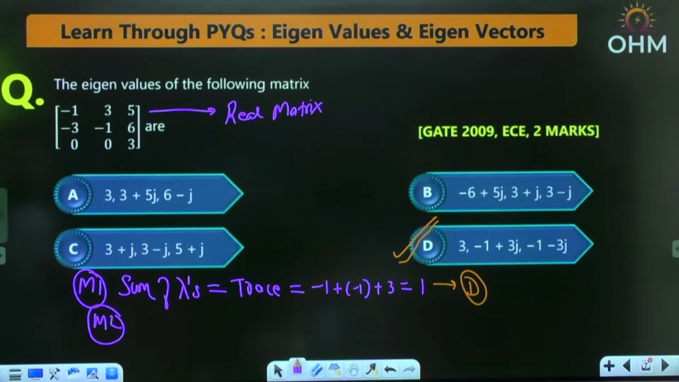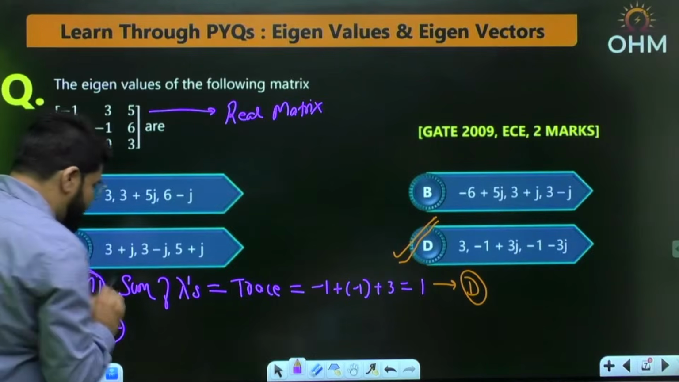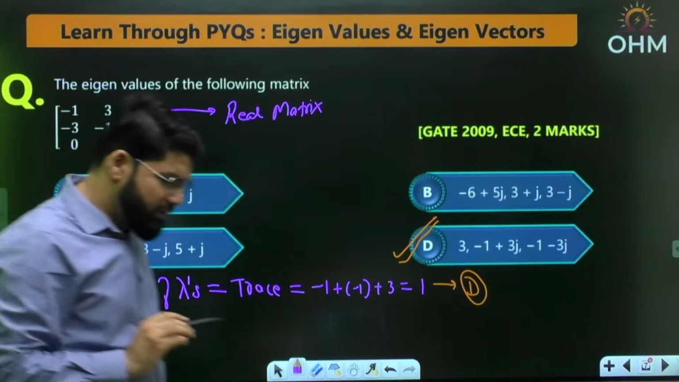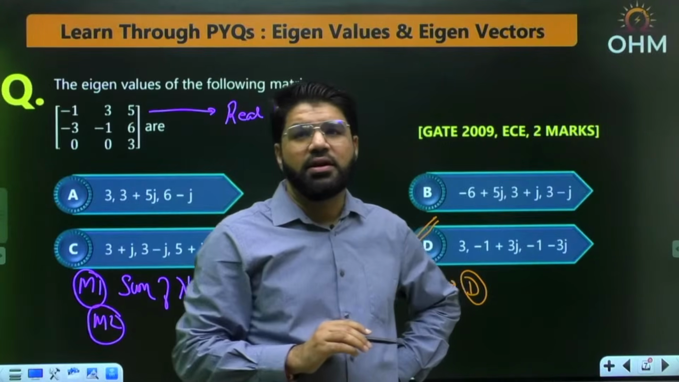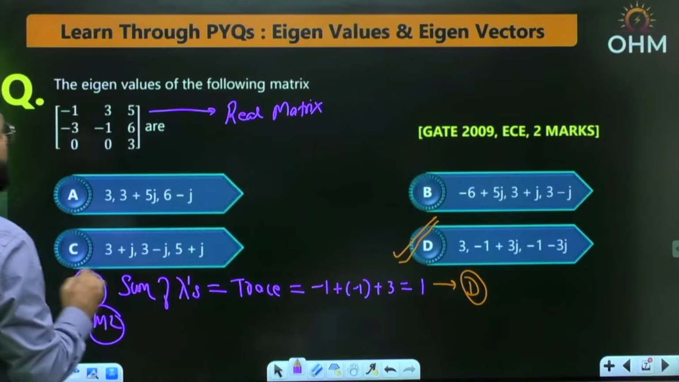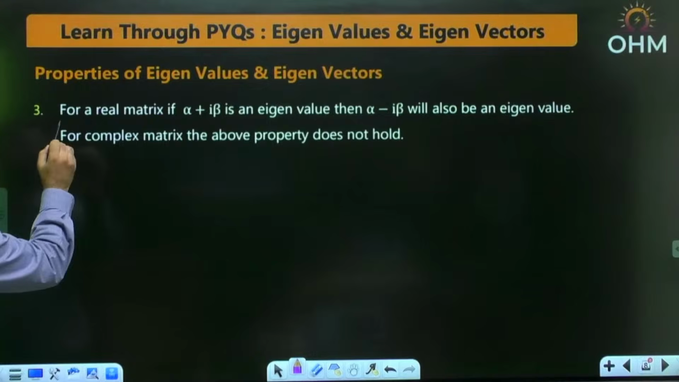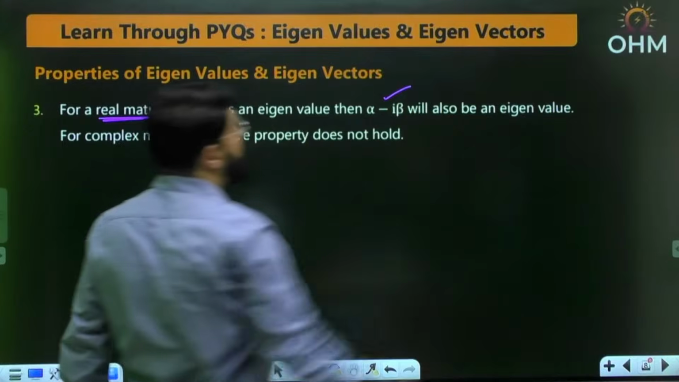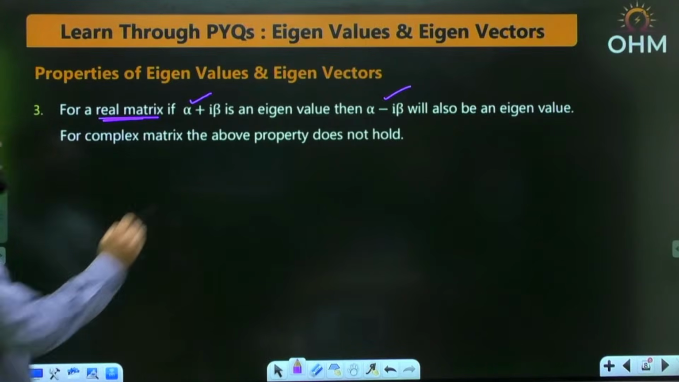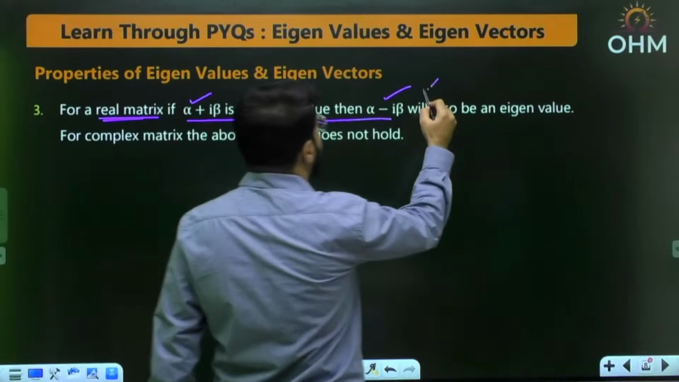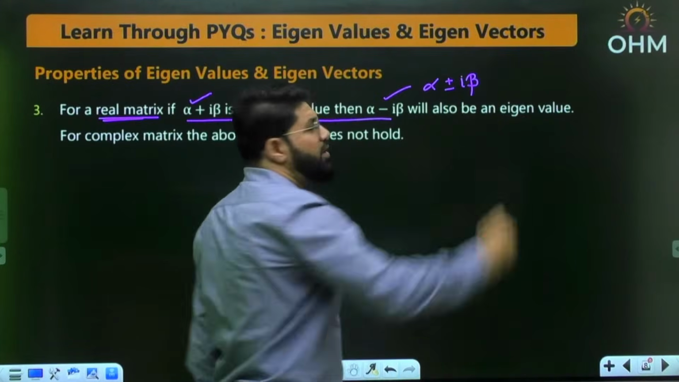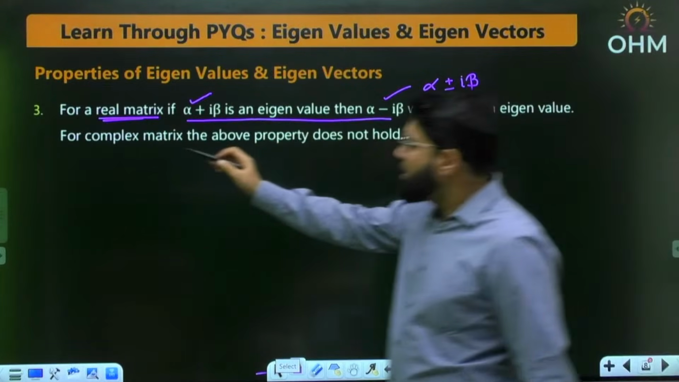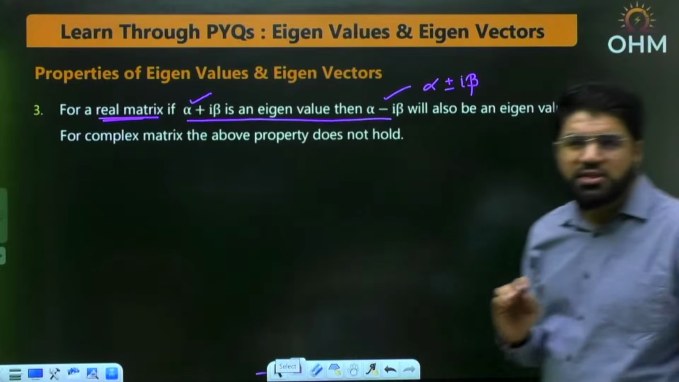Now, if it is a real matrix and there is a complex eigenvalue, it will always occur in a conjugate pair. I'll take you towards the property. Two properties I've told you; this is the third one for a real matrix. If alpha plus i beta is an eigenvalue, alpha minus i beta will also be an eigenvalue. That means a complex eigenvalue will occur in a conjugate pair, not alone. This is for a real matrix. For a complex matrix, the above property does not hold.